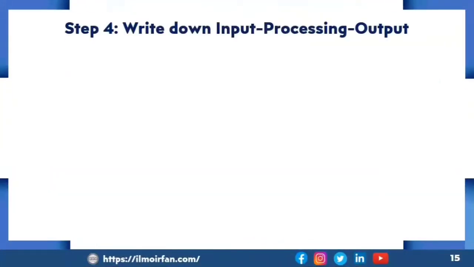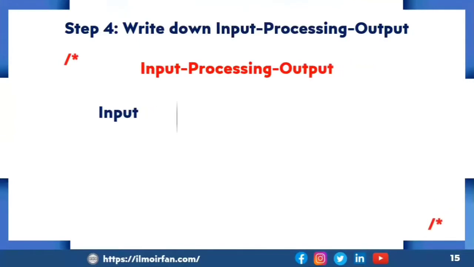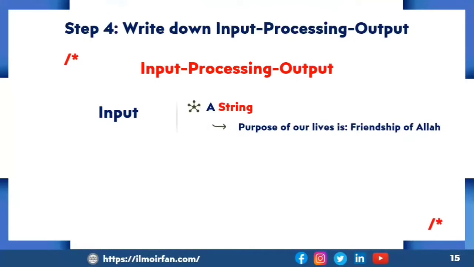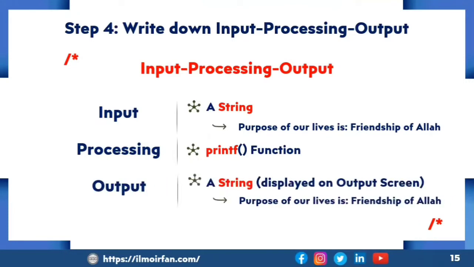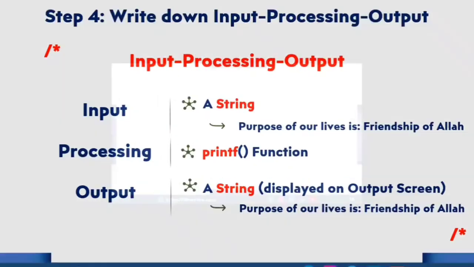Step 4. Write down input processing output. Input of a program is a string. That is, purpose of our lives is friendship of Allah. For processing, I have used the printf function to display the input string on the output screen. Output of program is also a string which will be displayed on the output screen. That is, purpose of our lives is friendship of Allah.